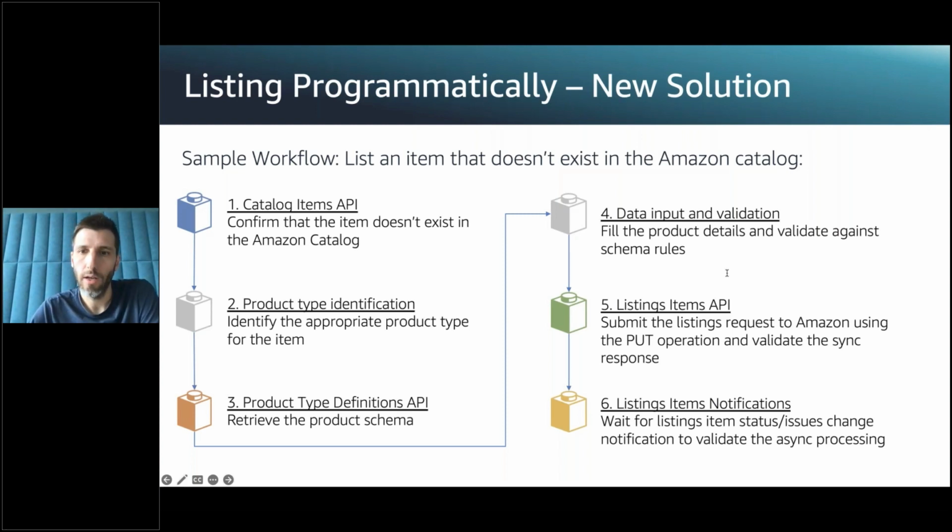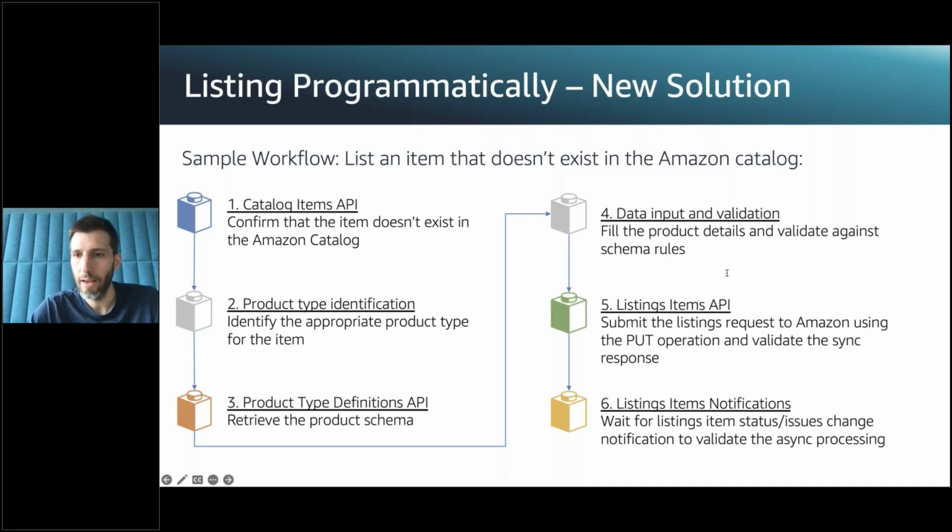Before sending the data, it is important to validate that the rules included in the schema are met. This way, you will reduce the chances of getting back an error from the API, basically. Once the data was validated, you will submit it to Amazon using the put operation of the Listings Items API. If there are validation errors, the API will return them synchronously. Otherwise, the asynchronous processing will start.